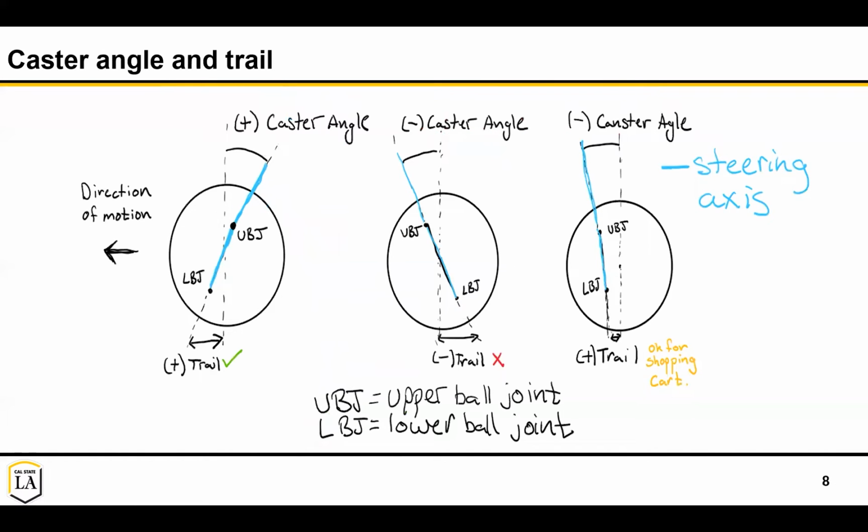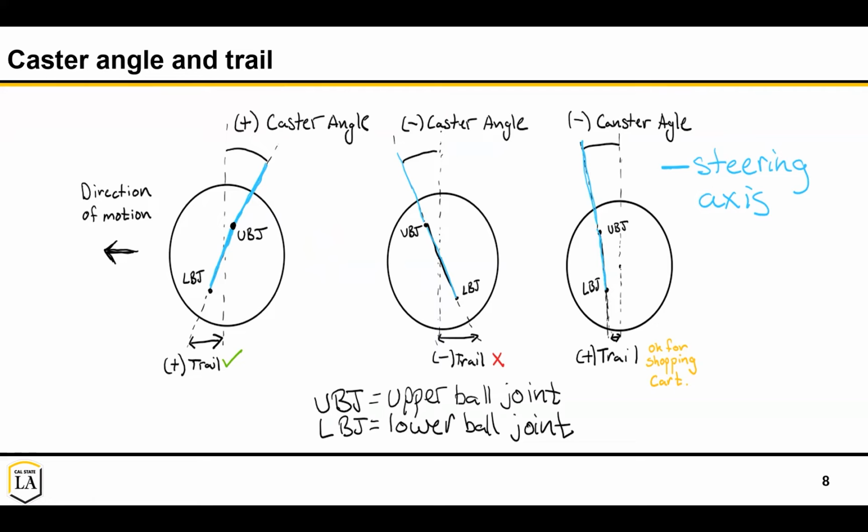Next, I'll talk a little bit about the caster angle and trail. Here I'm looking at a side view of the tire. Again, I'm showing the upper ball joint and the lower ball joint, and the direction of motion being forward. And this is, again, the steering axis in blue. When you extend it down to the ground, if it's in front of the vertical line of the contact patch, we call that trail. And this would also be a positive caster angle. You can have a negative caster angle and a negative trail. And you can also have a negative caster angle and positive trail. So that's like a shopping cart scenario.